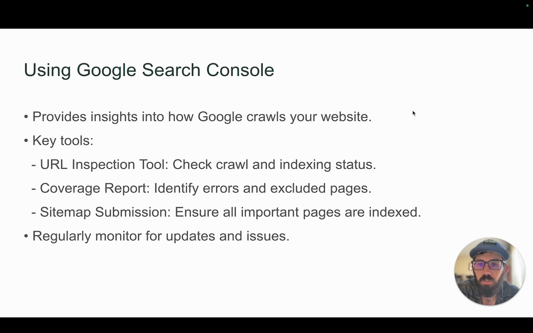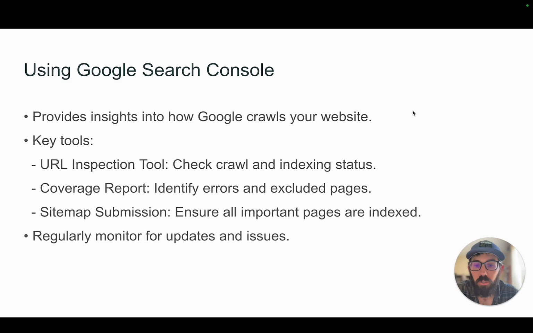So we're going to dive into Google Search Console, some examples in a minute, but a couple highlights here. Google Search Console is a very helpful tool that provides insights into how Google crawls your website. Key tools within that are the URL inspection tool, where you can look URL by URL to see if Google can crawl it, if it's indexed by Google. If it's not, why it's not, and then you can go and work on fixing that.